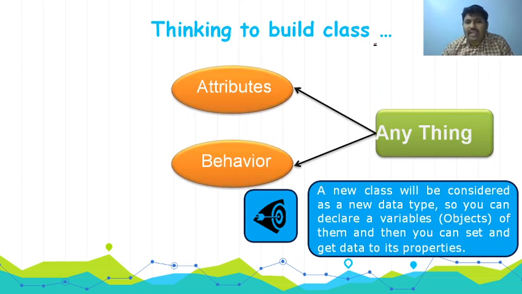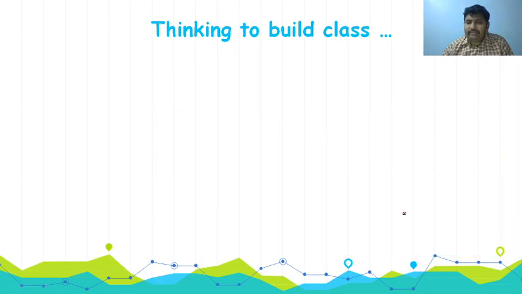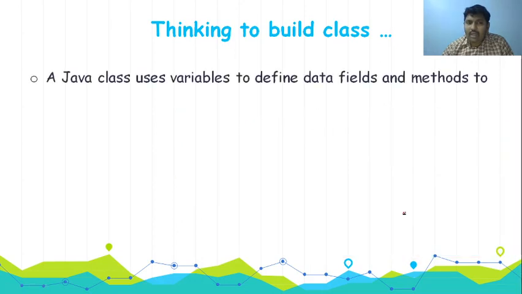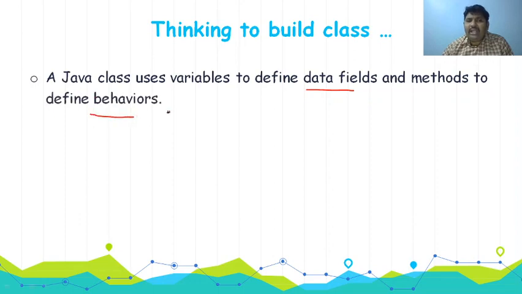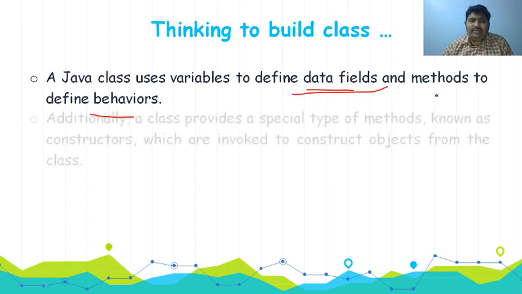I previously said that the class should specify the attributes and behaviors. Each and every class is a new data type. Simply understood, every class is a different data type, and for that we create several objects. A Java class uses variables to define the data fields and methods to define the behaviors. Every class should have some state and behavior. The state is given by the data fields and the behavior is given by the methods.